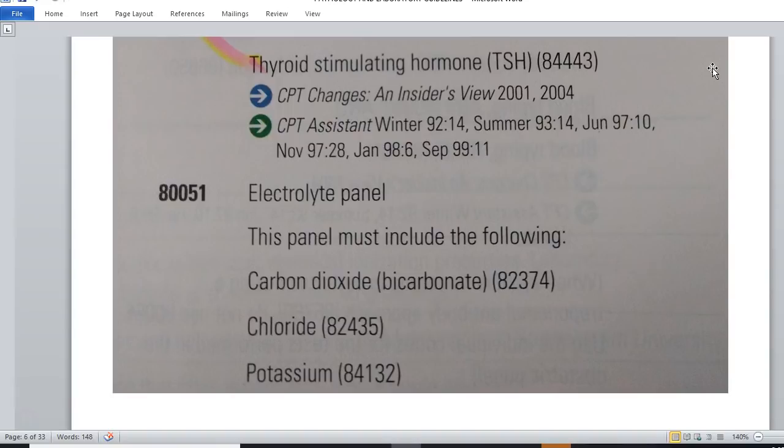I always write LDL, which is code 83721, underneath 80061, because a lot of times when doctors run the lipid panel, they also want LDL. Instead of having to go and try to find it, it's right there as a shortcut in your book.